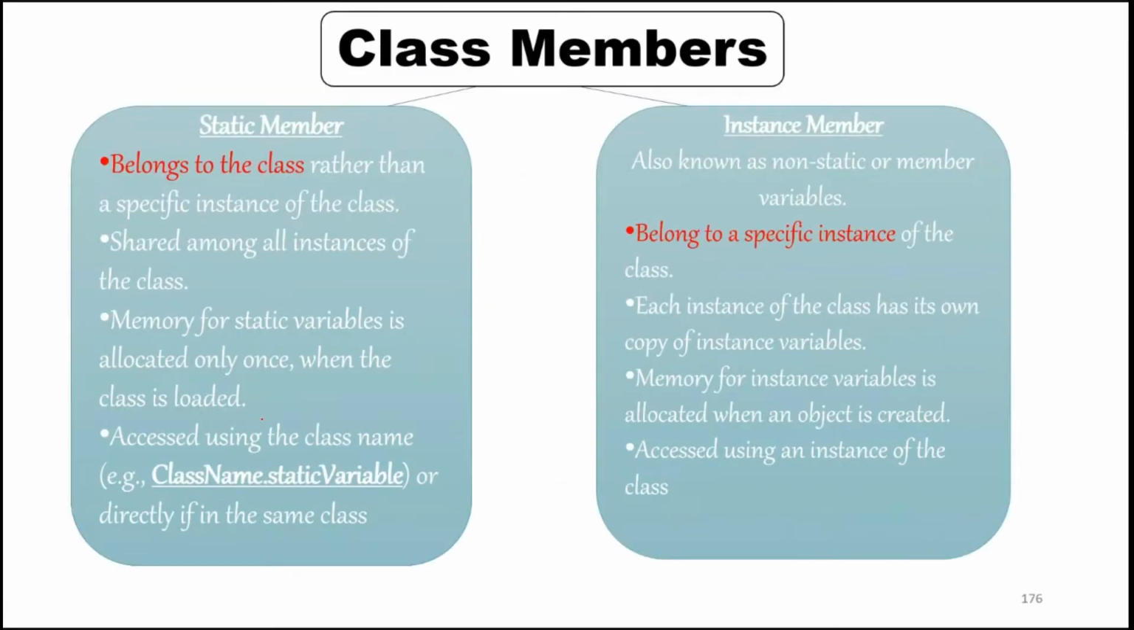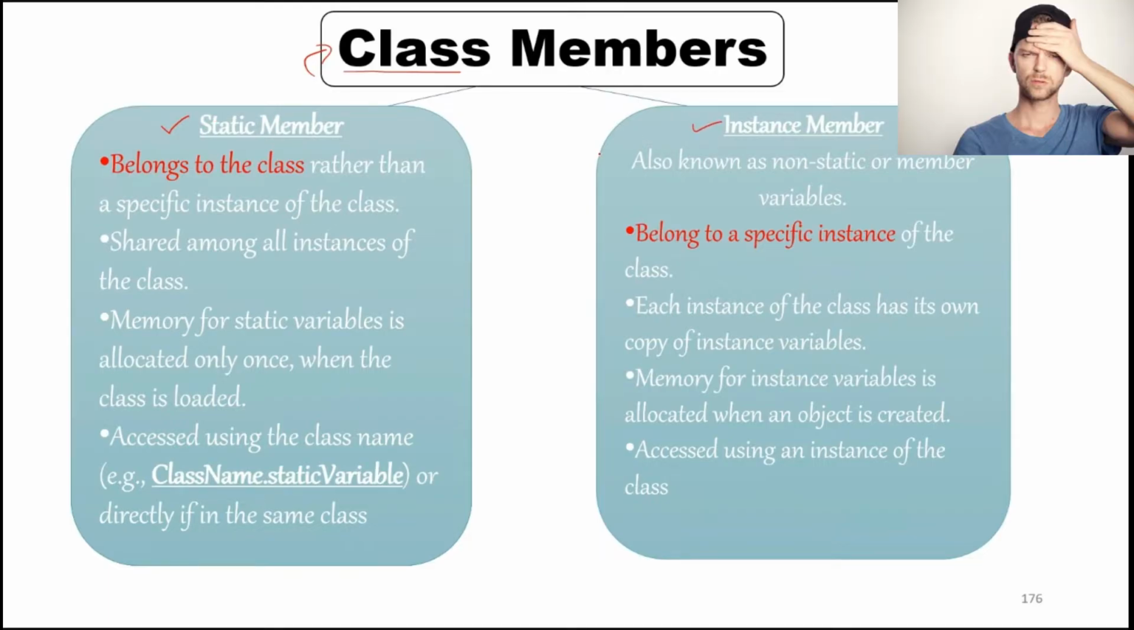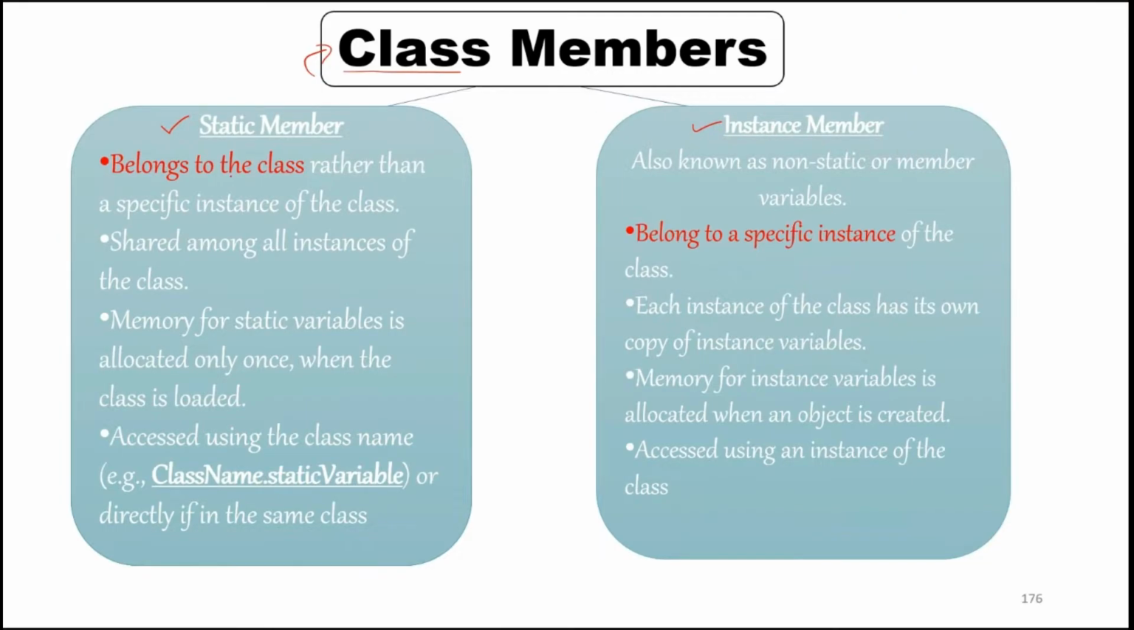Now we will explore further. First, we'll go with the static member or a static variable. And what is the other name for the static member? The other name is class member. On this side we have written static member, and then we have written instance member. The static member is also known as class member, and the instance member is also known as object member. So it belongs to the class rather than a specific instance of a class.